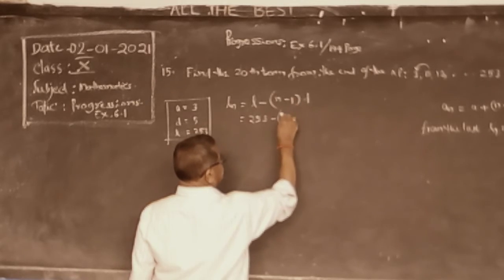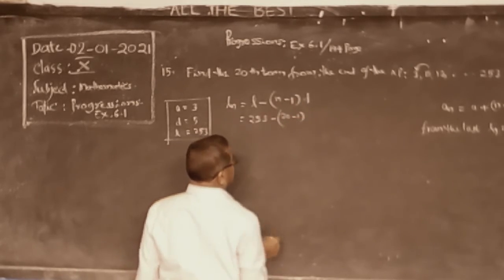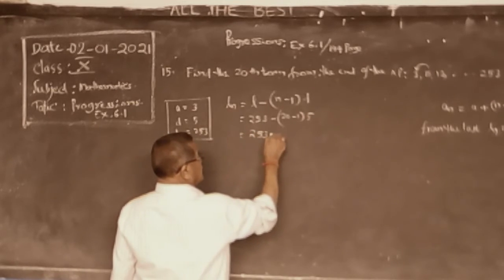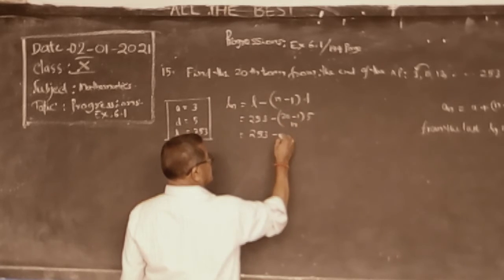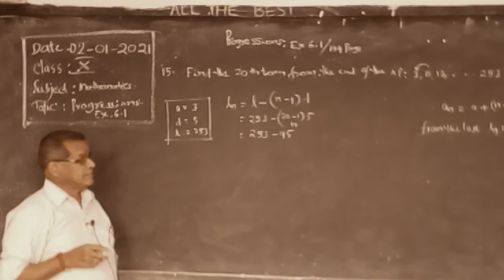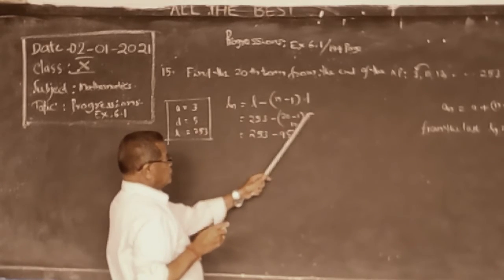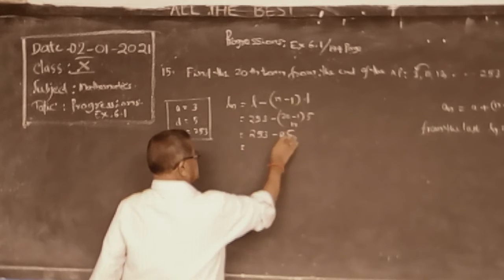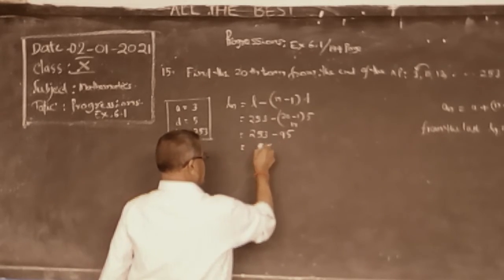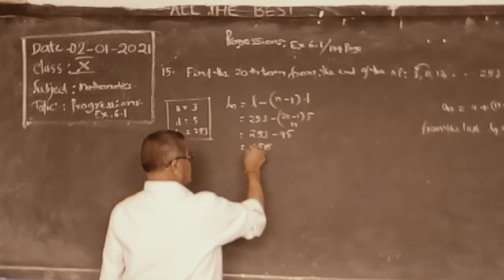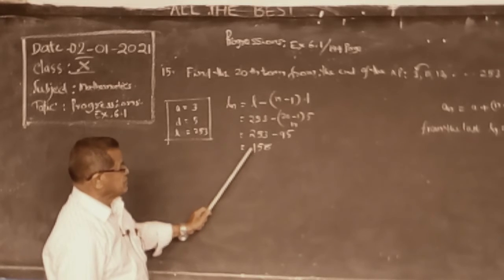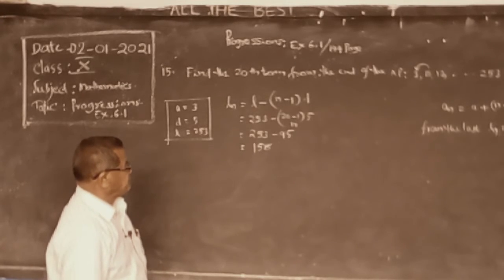253 minus 20 minus 1, B is 5. 253 minus 19 fives. 20 minus 1, 19. 19 into 5, 95. So this is 13 minus 5, 8. 14 minus 9, 5 and 1. From the last, the 20th term is 158.